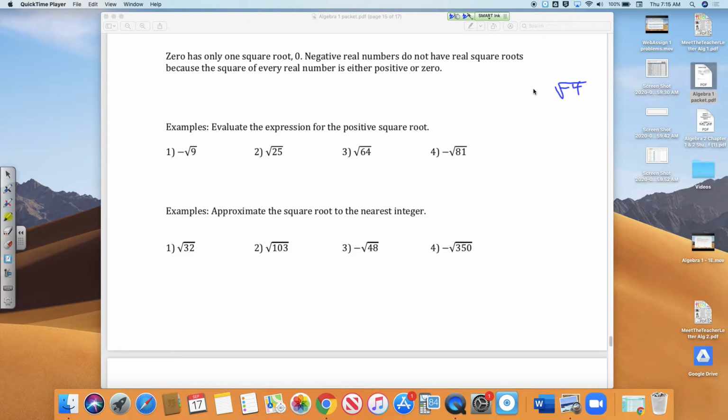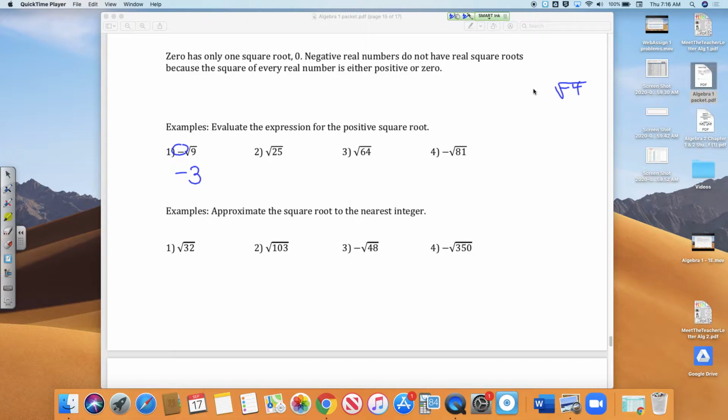Okay, so for example, evaluate the expression for the positive square root. The opposite of the square root of 9. Well, the square root of 9 is asking us to find what number times itself equals 9. That's what the square root does. 3 times 3 equals 9, so the square root of 9 is equal to 3. Because we have this negative here, that means the opposite of the square root of 9, so the final answer would be negative 3.